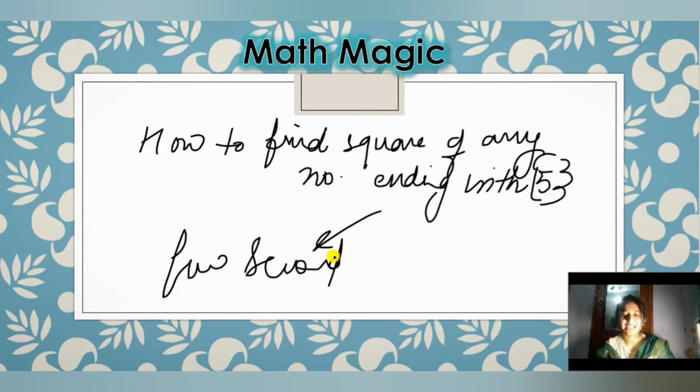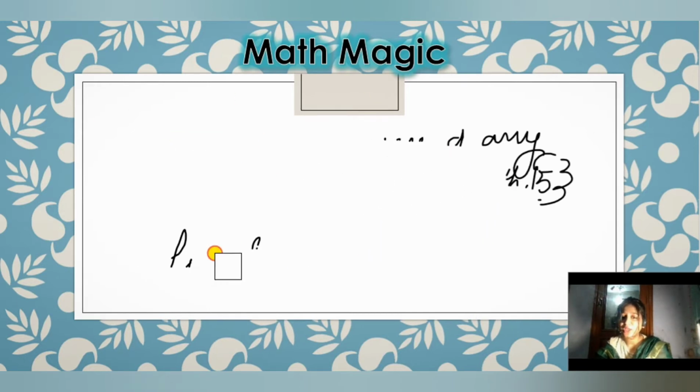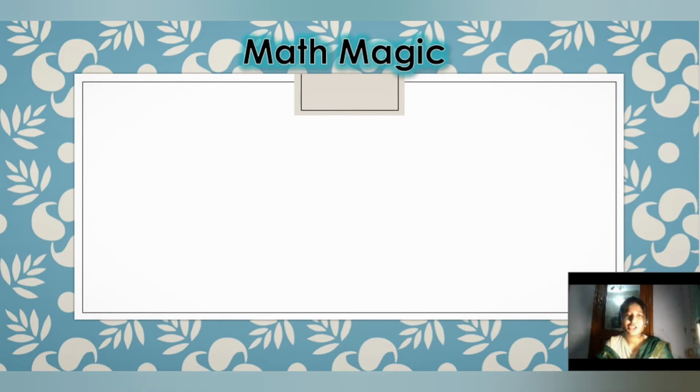So let's get started. Anytime you have a number whose unit digit is 5, what concept can we use to solve that question in just 2 to 3 seconds? Let me tell you how you can do it. Let us take 25. Here you can see 5 is the unit digit in the number 25. We have to find the square of this number.